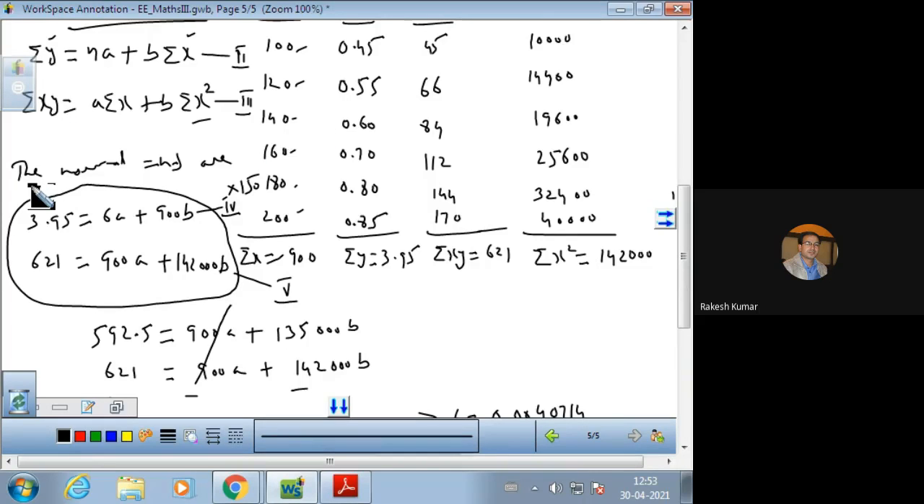So I stop my lecture here. We shall continue with another curve, and we will fit another curve by the method of least squares. Another type of curves will be fitted in the next class. Thank you very much.